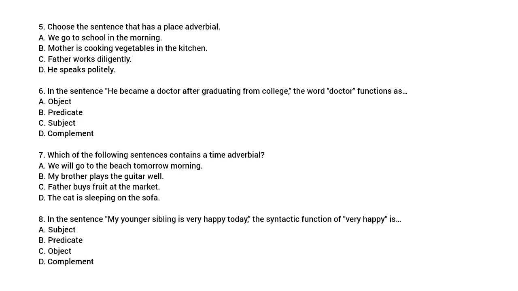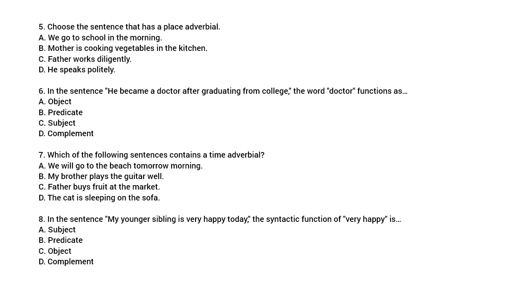5. Choose the sentence that has a place adverbial. B. Mother is cooking vegetables in the kitchen. Explanation: in the kitchen tells us where the action takes place, making it a place adverbial. 6. In the sentence, He became a doctor after graduating from college, the word doctor functions as D. Complement. Explanation: doctor provides additional information about the subject he after the linking verb became, making it a subject complement.